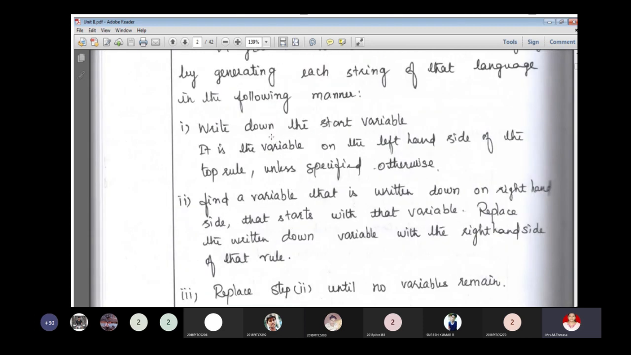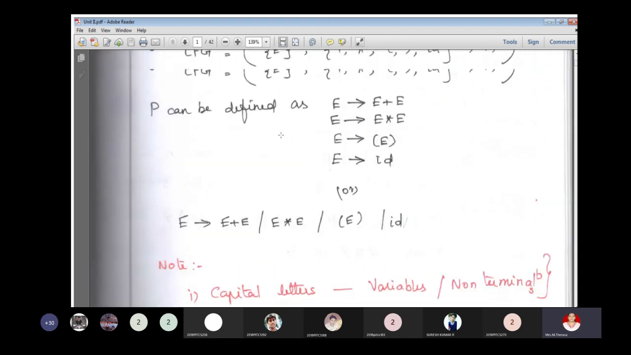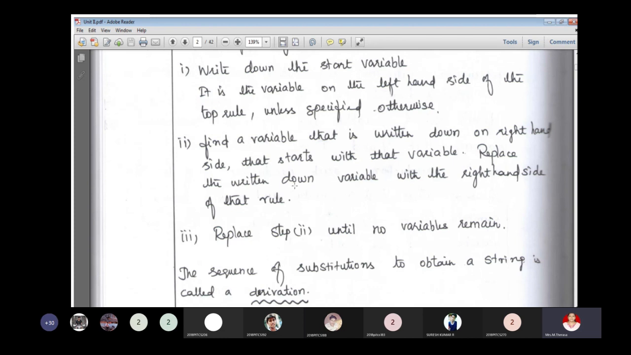Okay, so we can derive a string from the given grammar. Always you have to start with a variable, the start variable. The start variable is the variable on the left-hand side of the top rule unless specified otherwise. Always we have to consider the top rule's left-hand side variable as the start symbol. Here you have only one variable, so no issues. You can take E as the start variable. Then find a variable that is written down, replace it with the right-hand side of the rule, and repeat this until no more variables remain in the string.